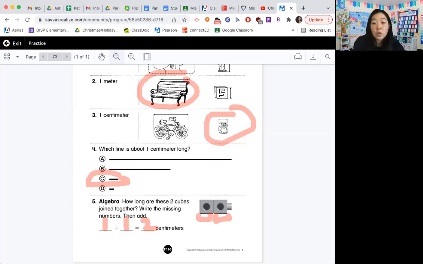All right, so number 2, I'll put the answers in the chat again. So this is the practice page now. Number 2, we said it was the chair, or what is that, a bench? Number 3, we said it was the ring. Number 4, we said it was C, or you could put D. And number 5, I put 1 plus 1 equals 2.